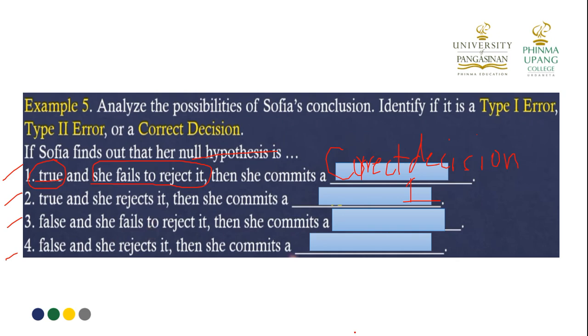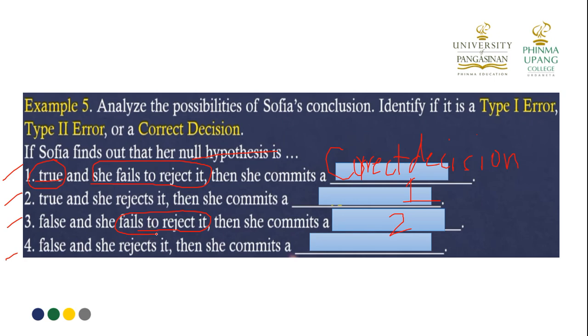False, and she fails to reject it, then she commits a, number 3. What is the answer, number 3? Balikan nyo lang yung definition natin. The null hypothesis is false and hindi niya ni-reject. In-accept niya yung kahit mali, in-accept niya pa rin. Di ba alam niyang false pero hindi niya ni-reject. In-accept niya. Type 2. Tama?